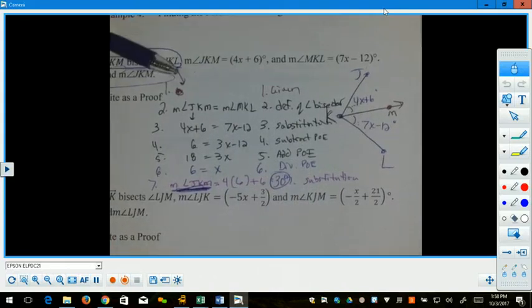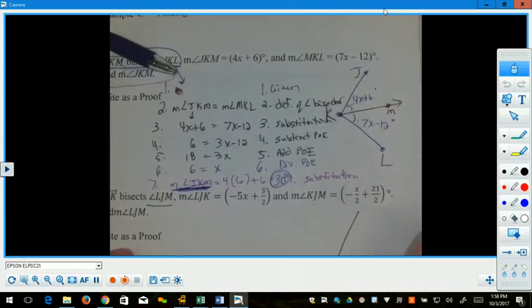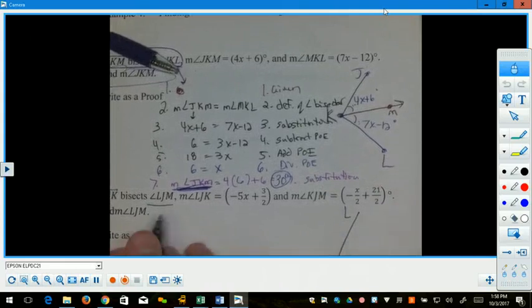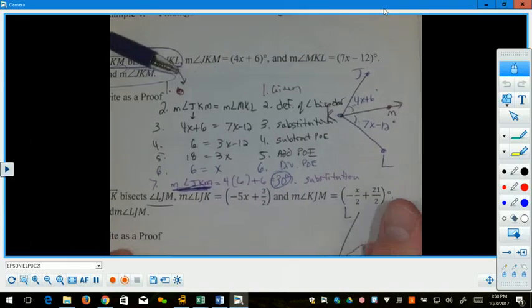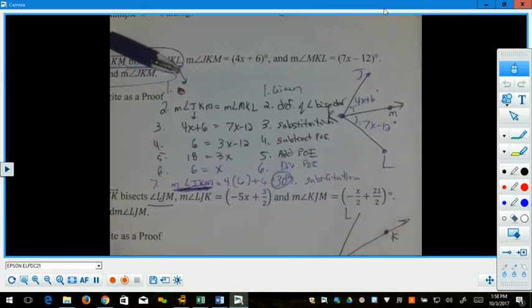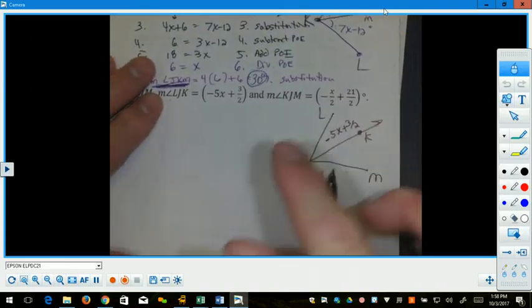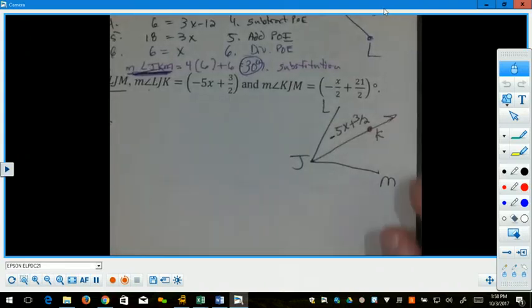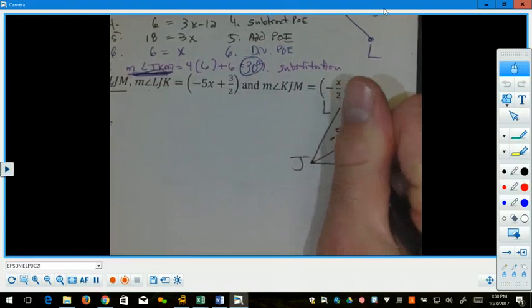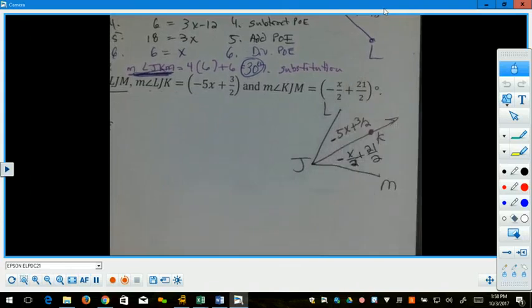All right, let's take a look at letter B. JK bisects angle LJM. So I'm going to start by drawing LJM. J is in the middle, so it's my vertex. And it says JK, that's no joke, bisects it. So LJK, this angle, has an expression of negative 5x plus 3 halves. And KJM has an expression of negative x over 2 plus 21 over 2. Oh, this will be fun with fractions.